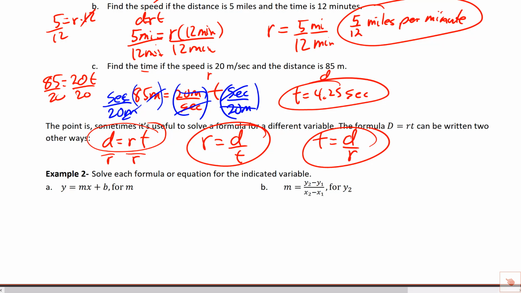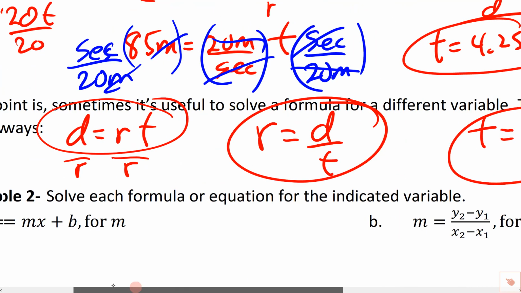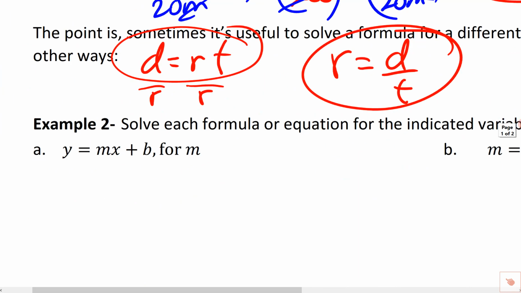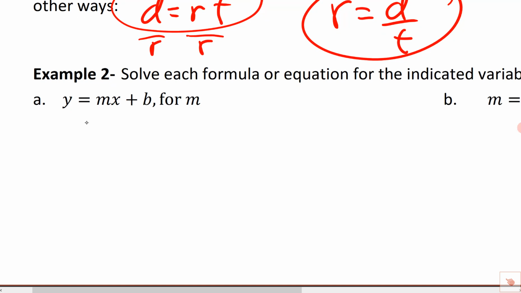So I'm going to zoom in on each one of these so that we can really take a look at the work that's going on here. It says y equals mx plus b, and we want to get m all by itself. The trick here is to think of everything in the problem except for that particular variable like a number. So we're going to think of it like this. I'm going to leave the m there.